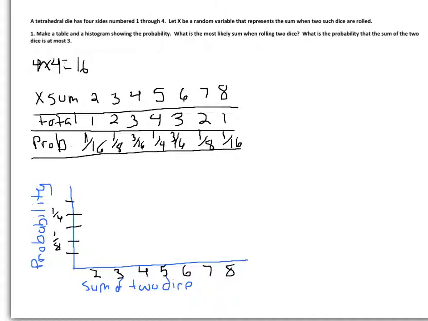Okay, so 2 was 1/16. So their scale is the 1/16. 3 was 1/8. The 4 was 3/16. The... no, 1/16, 1/8. I'm off one here. Hold on a sec.